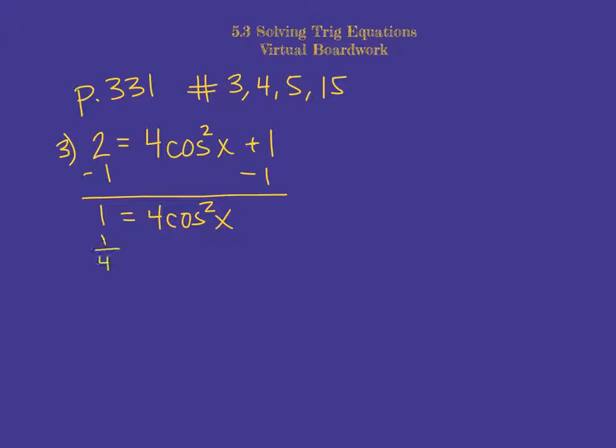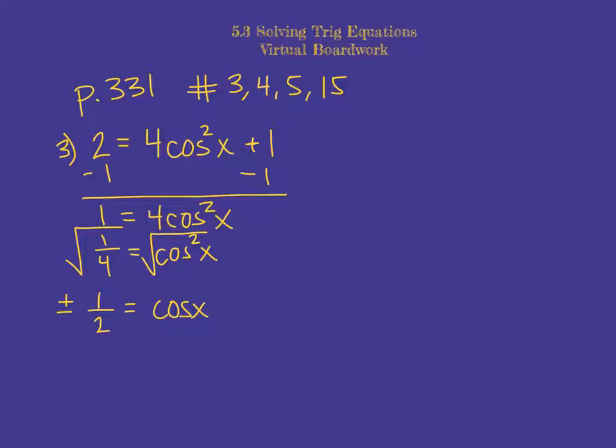When we do that, we'll have cosine squared of x. Please note that you want to have the squared here before the x because the x is not squared, the cosine is. In order to get cosine by itself, we have to undo the squared by taking the square root of both sides. When we do that, we need a plus or minus out in front. And remember, when you take the square root of a fraction, you just take the square root of the top and the square root of the bottom. So we'll get plus or minus 1/2, and that's what the cosine of x equals.